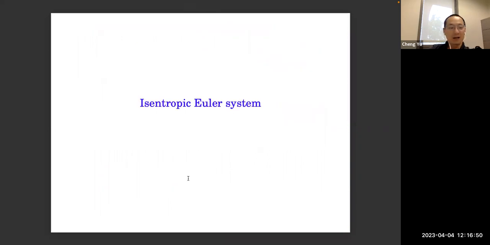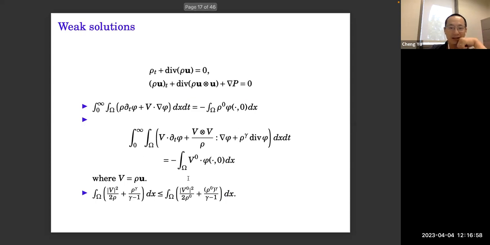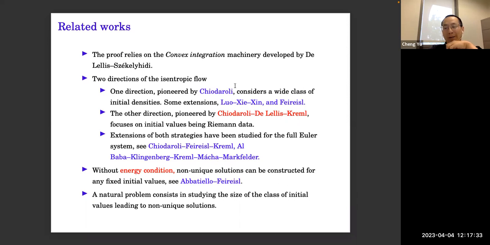Okay, so now let's look at the compressible case. This is the compressible Navier-Stokes equations. P equals rho to the power of gamma, which means the pressure satisfies the gamma law formula. These two equations are satisfied in the distribution sense, and the solution satisfies the energy inequality. For the compressible case, for the compressible Euler equation, there are also some results related to the convex integration tool.